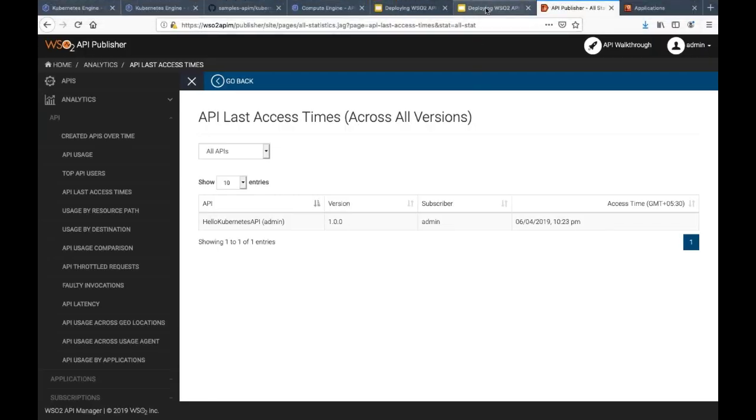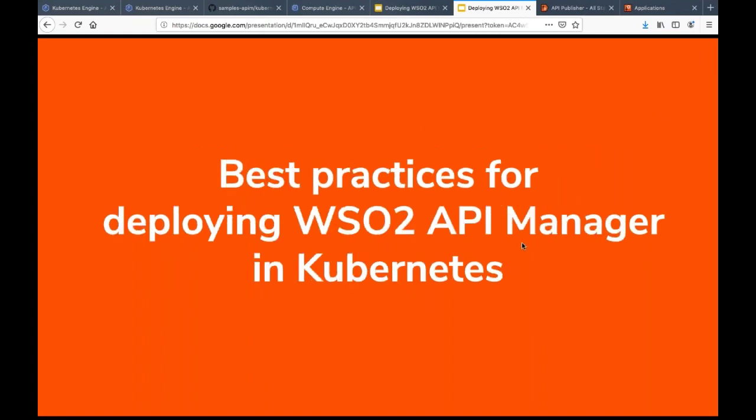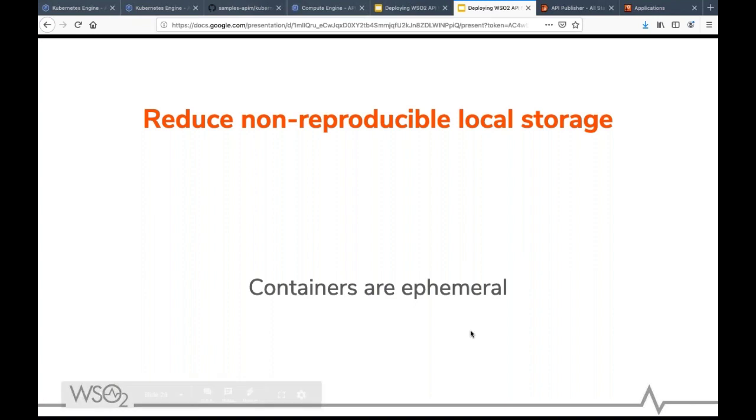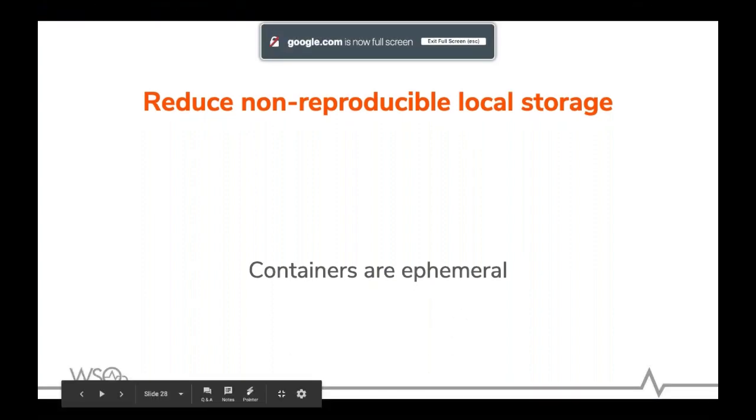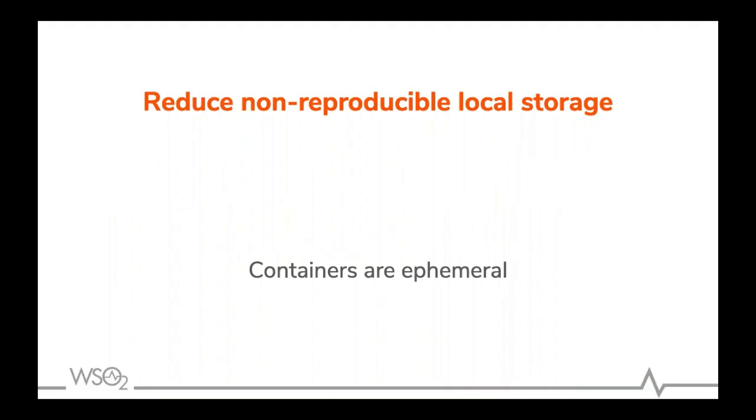So let's look at the best practices for deploying WSO2 API Manager in Kubernetes. I will go through this in a more generic way. One is to reduce non-reproducible local storage. We have to make sure we provide a small amount of local storage so that the containers can start quickly, because the containers are ephemeral.